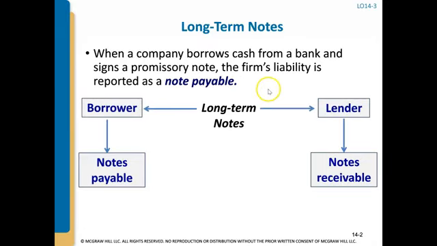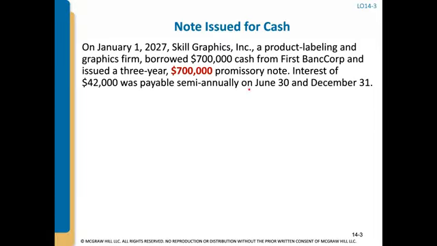So there are two sides to every long-term note. The borrower is the one who borrows the money, and they record a notes payable in the liability section. And then the lender records a notes receivable on their balance sheet in the asset section. We're going to go through some examples.